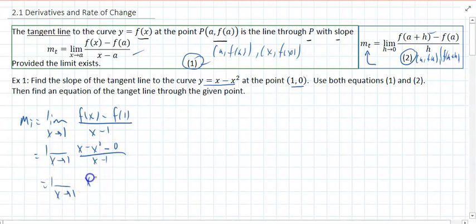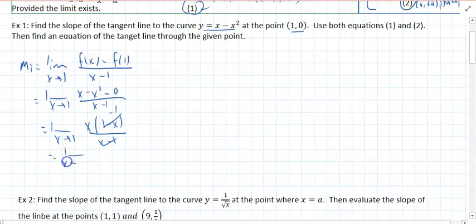So if you factor an x out of the top, that's x times 1 minus x, and those factors are, of course, a negative 1. That will be the limit as x approaches 1 of negative x. Substitute in, and that's a negative 1. By the way, if you put x equal 1, you'll get 0 over 0 at every step of the way, which is why we're simplifying.